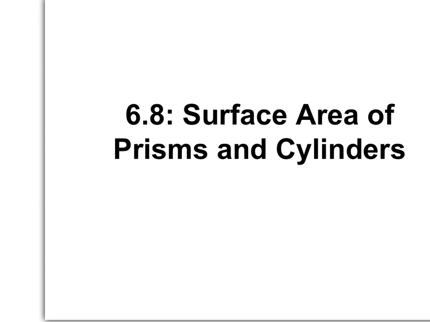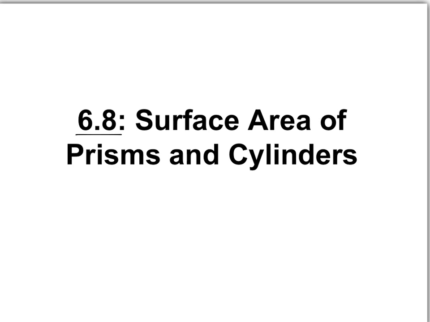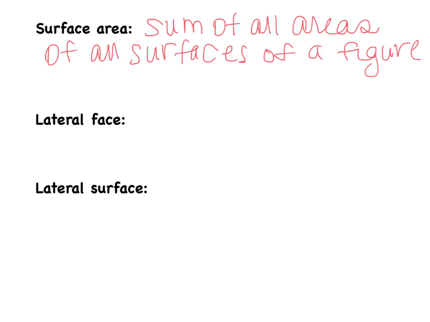Today we're doing 6.8 and we are going to talk about surface area of prisms and cylinders. So there are three definitions that we need to get down, and the first is surface area. Surface area is the sum of all areas of all surfaces of a figure. I think of surface area like wrapping paper: how much wrapping paper would fit over a 3D object?